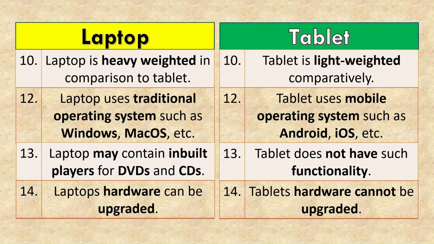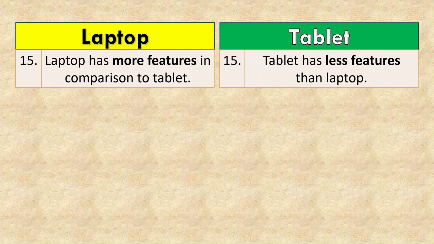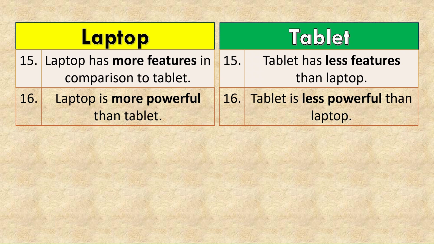Laptop's hardware can be upgraded. Tablet's hardware cannot be upgraded. Laptop has more features in comparison to tablet. Tablet has less features than laptop. Laptop is more powerful than tablet. Tablet is less powerful than laptop.